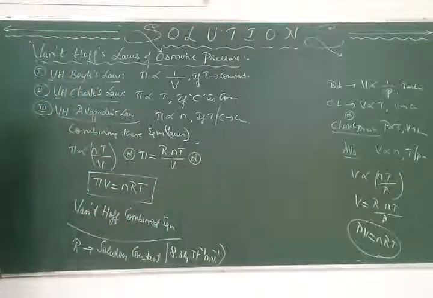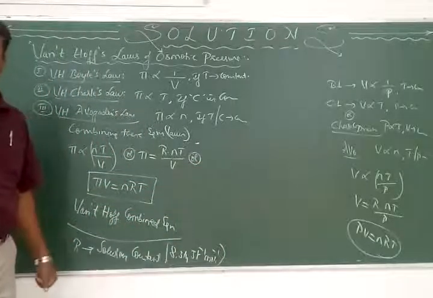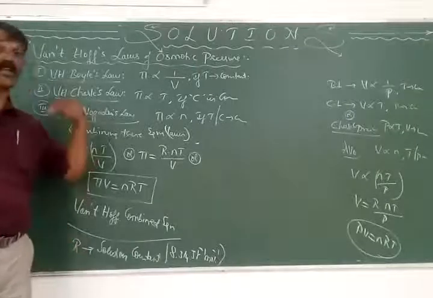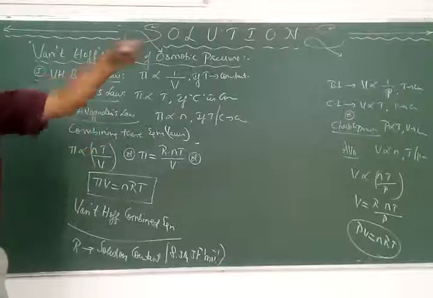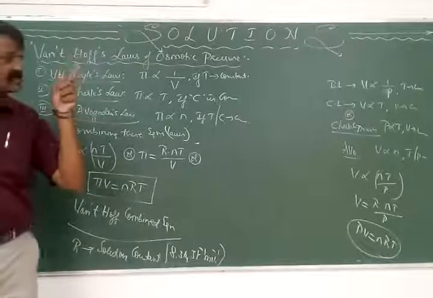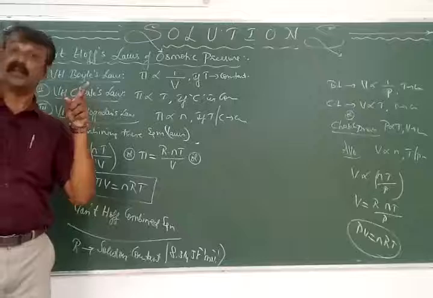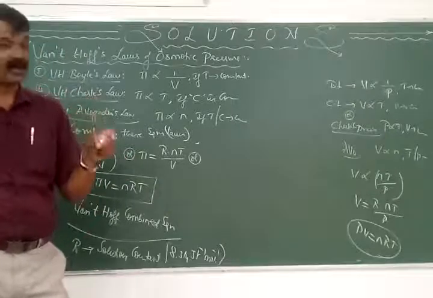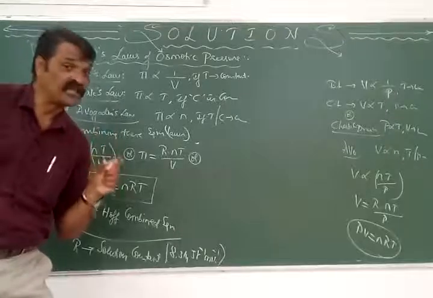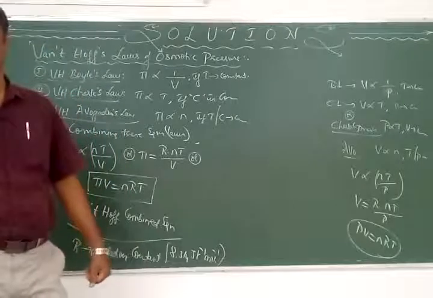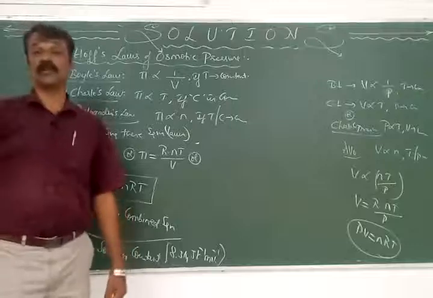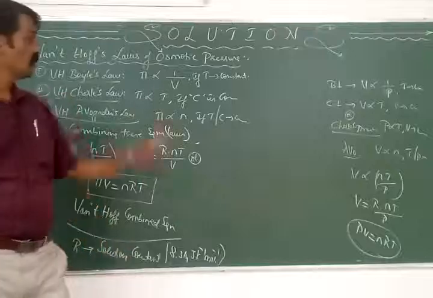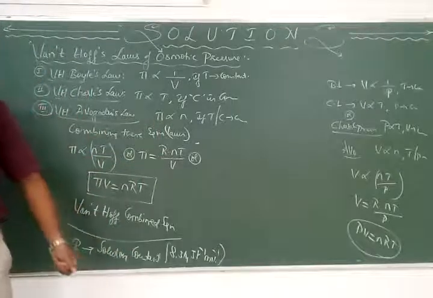So this is called what? Van 't Hoff's combined equation, with the help of Van 't Hoff's laws of what pressure? Osmotic pressure. That Van 't Hoff's laws of osmotic pressure is derived from Van 't Hoff's theory of dilute solution, where the gaseous molecules are in comparison with respect to the solute particles, and the pressure exerted by the gas is exactly equal to the osmotic pressure with respect to the dilute solution, which is indirectly the Van 't Hoff theory of dilute solution. So that is about the Van 't Hoff's laws of osmotic pressure.